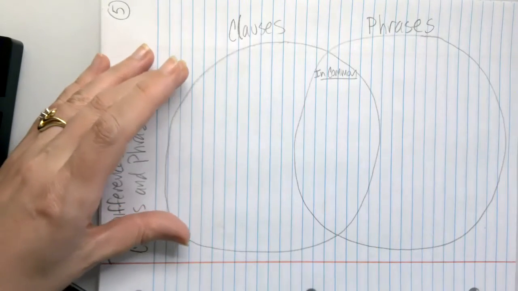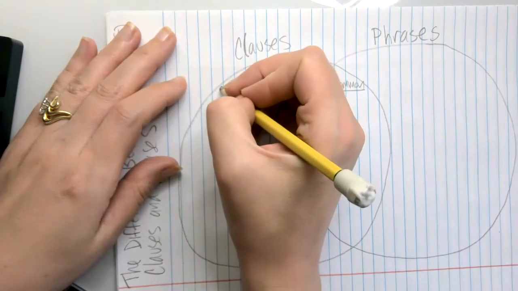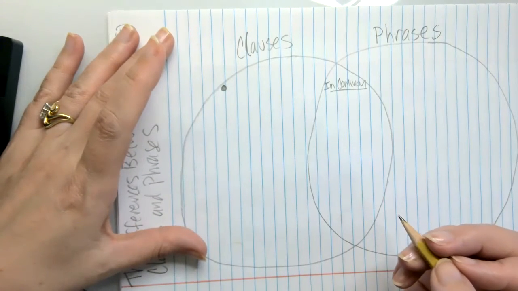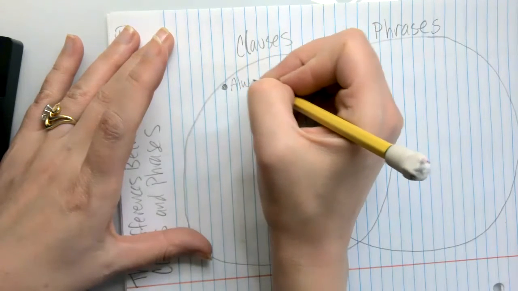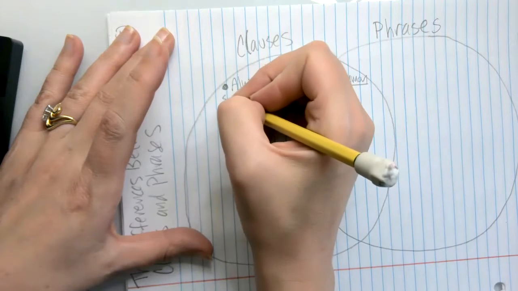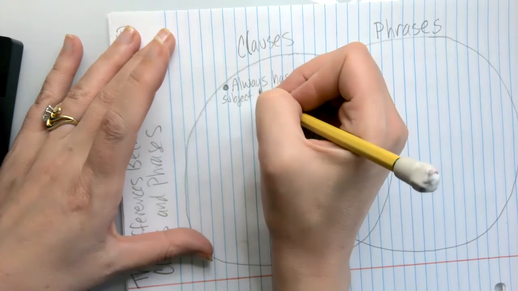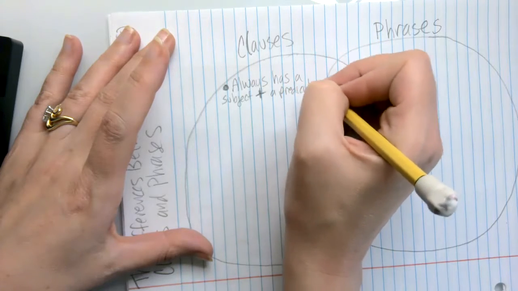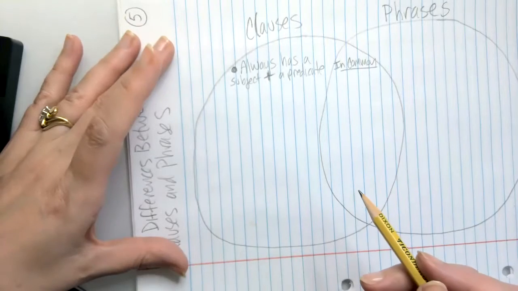There are three broad bullet points for clauses. The first one, I'm going to do a bullet point here to break it down, is that a clause always has a subject plus a predicate. And you remember that from the last lessons, right? We know this. If we can pick that out, we know it's a clause, okay?